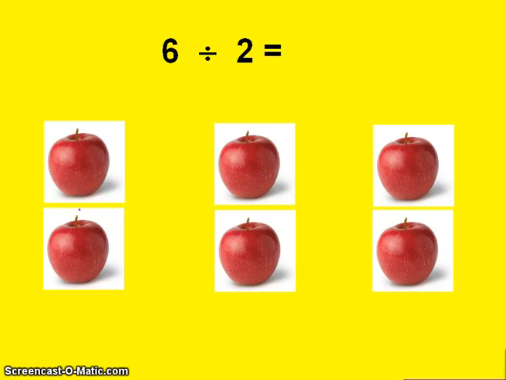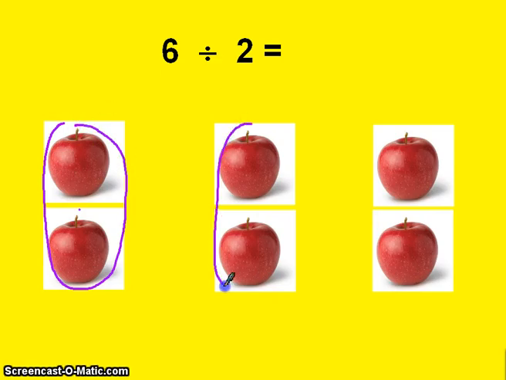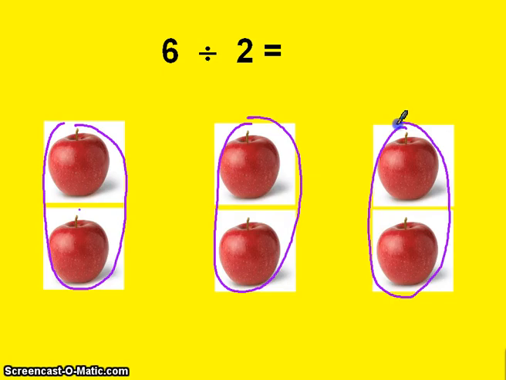That means we need to take our 6 apples and put them into groups of 2. Now we can count how many groups of 2 we have. We see we have 1 group of 2, 2 groups of 2, and 3 groups of 2. That tells us we have 3 groups of 2 in 6 wholes, and 3 people can get apples.